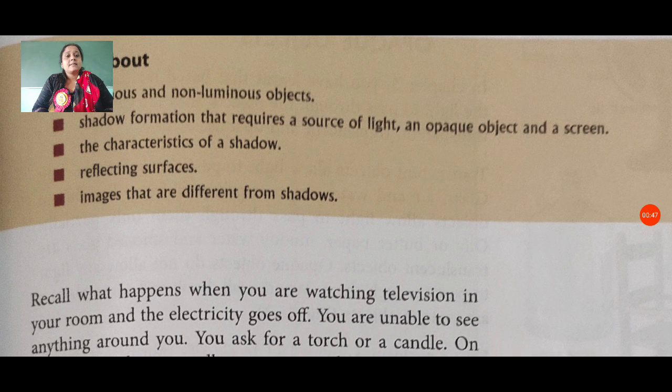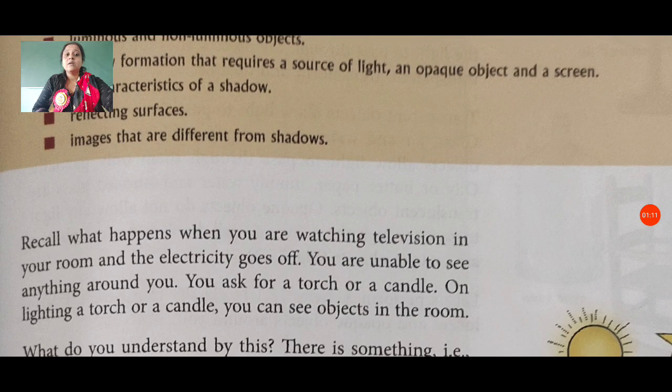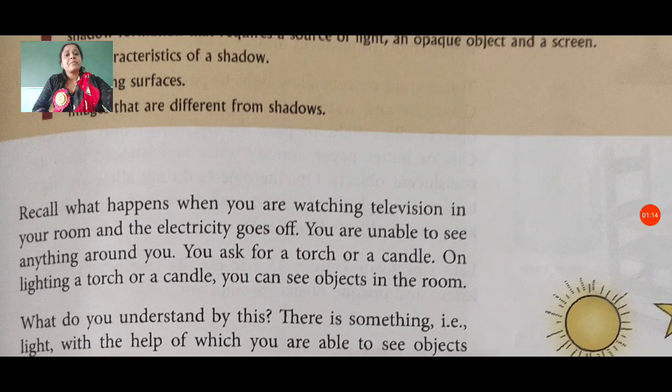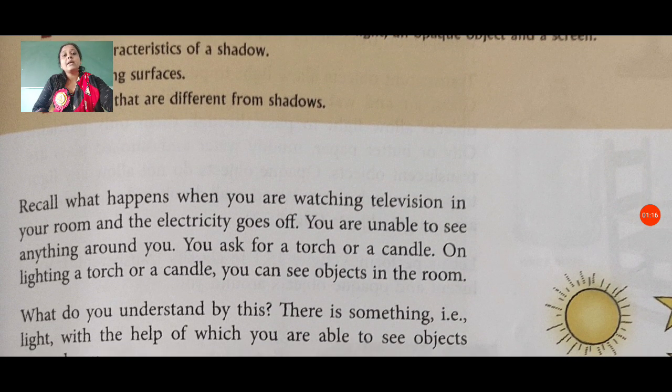Recall what happens when you are watching television in your room and the electricity goes off. You are unable to see anything around you because there is no light available. You ask your mother for a torch or candle. On lighting a torch or a candle you can see objects in the room, because these things give you light to see anything around you.